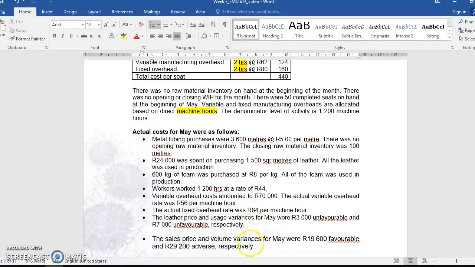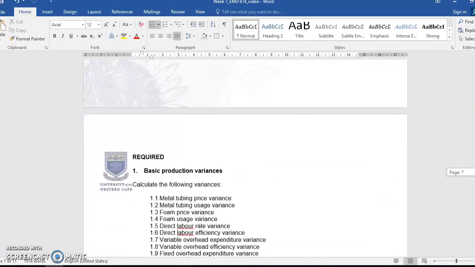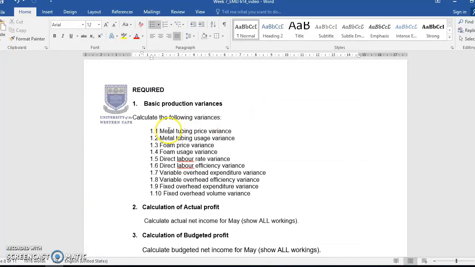Now I just want to go through the required. The required is asking us to calculate metal tubing price and usage, foam price and usage, direct labor rate and efficiency variance, variable overhead expenditure and efficiency variance, and fixed overhead expenditure and volume variance. Basically all the different components of producing this product, and we essentially have to calculate variances based on price and quantity. The names may differ: here it says rate and efficiency, there expenditure and efficiency, and expenditure and volume. Essentially it all comes down to rate or price and volume.